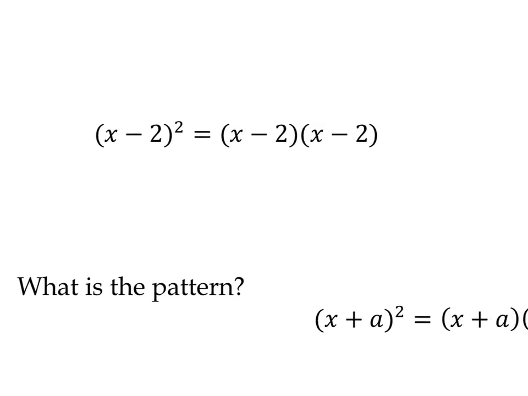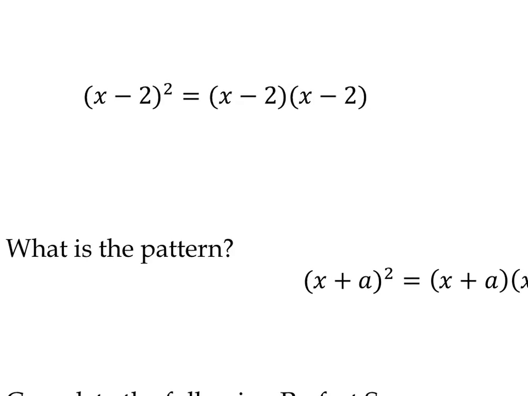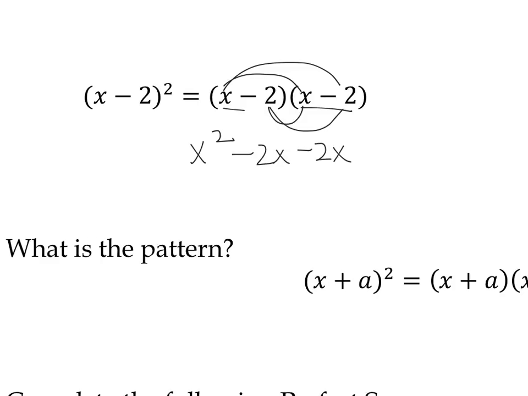Let's move on to this x minus 2 squared. So x minus 2 times x minus 2, that means we've got x times x, that's our x squared. x times negative 2, negative 2x, negative 2 times x, negative 2x, negative 2 times negative 2, that becomes a positive 4. Again, combine those like terms, so we've got x squared minus 4x plus 4.